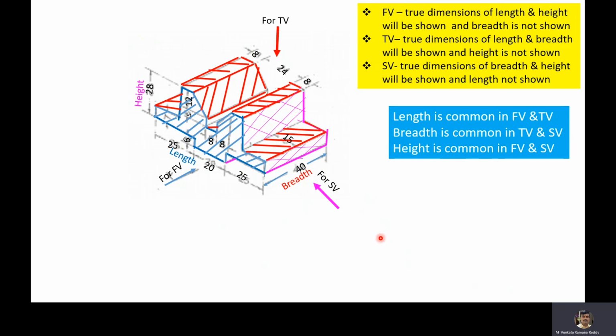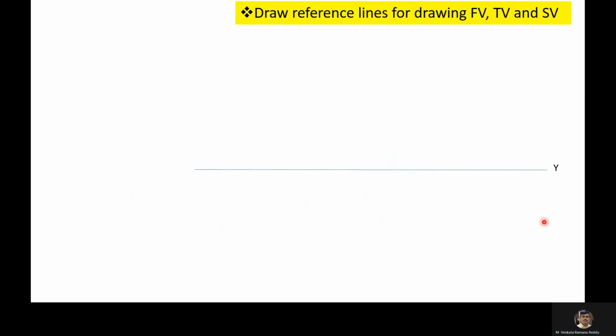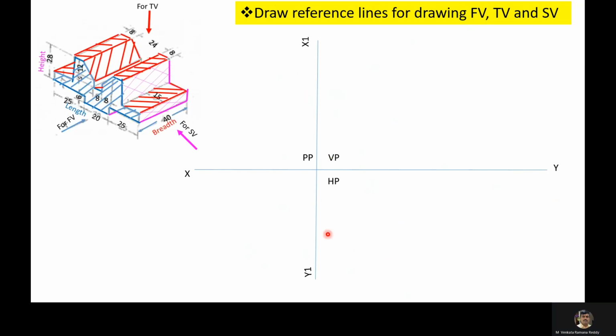As a first step, draw reference lines. XY is one reference line and X1Y1 is another reference line. This is the vertical plane, this is the horizontal plane, and this one is the profile plane. That is, we are drawing front view here, top view here, and side view here. See that front view, top view, and side view are aligned.